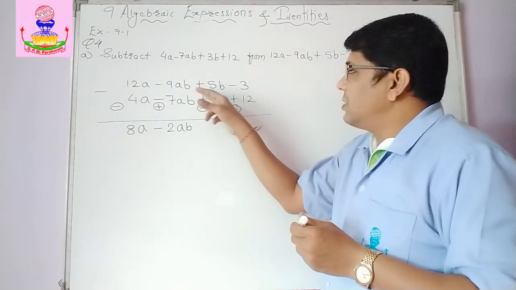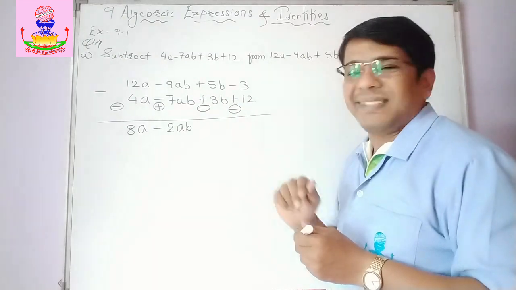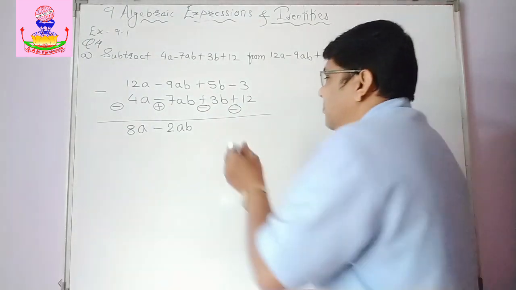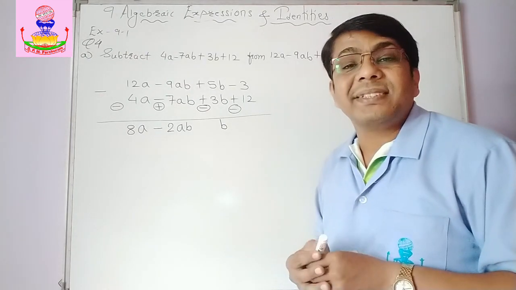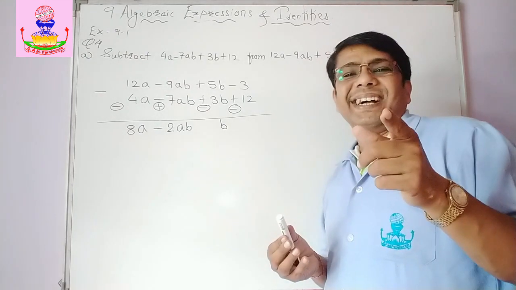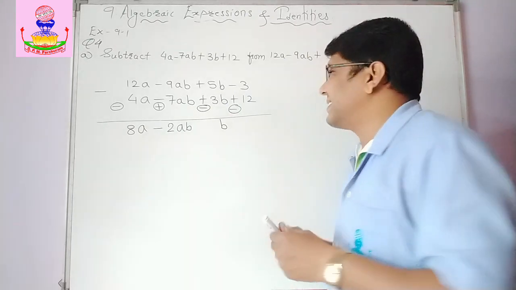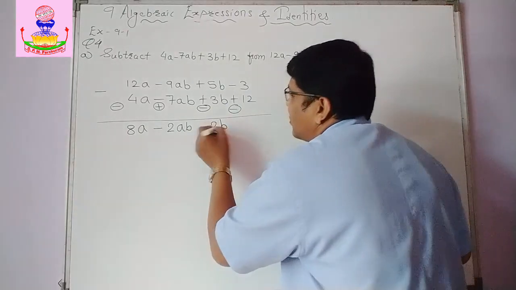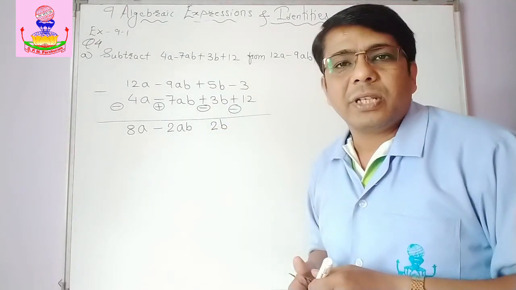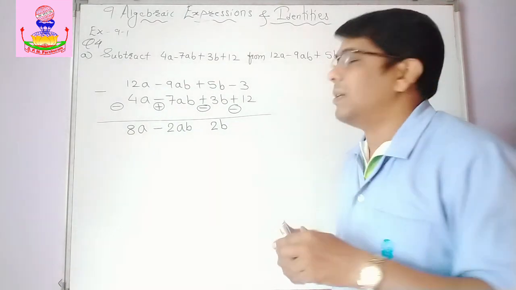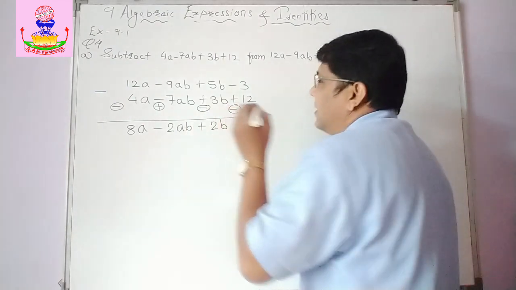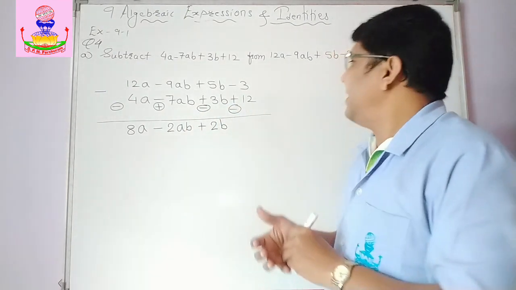Right? Then plus 5 minus 3. Again, first write the variable and then go for the coefficients. Plus 5 minus 3, so difference in sign. Go for subtraction. 5 minus 3, 2. Give the sign of the bigger number. 5 is the bigger number. What sign has it got? Plus. So it will have the plus sign.